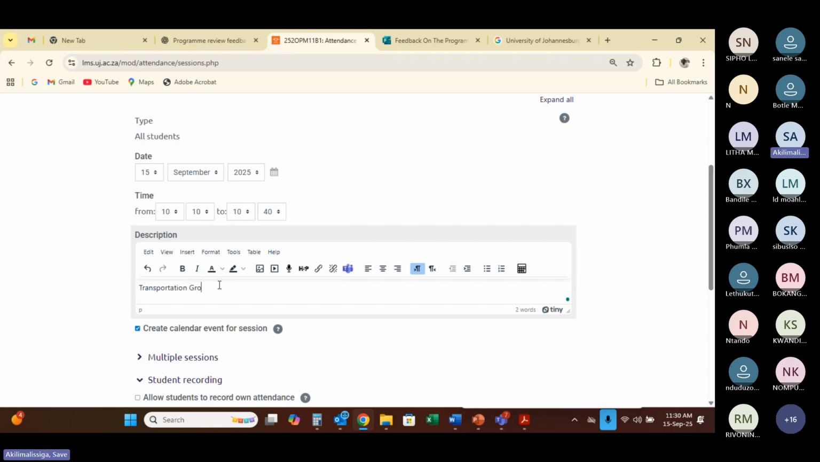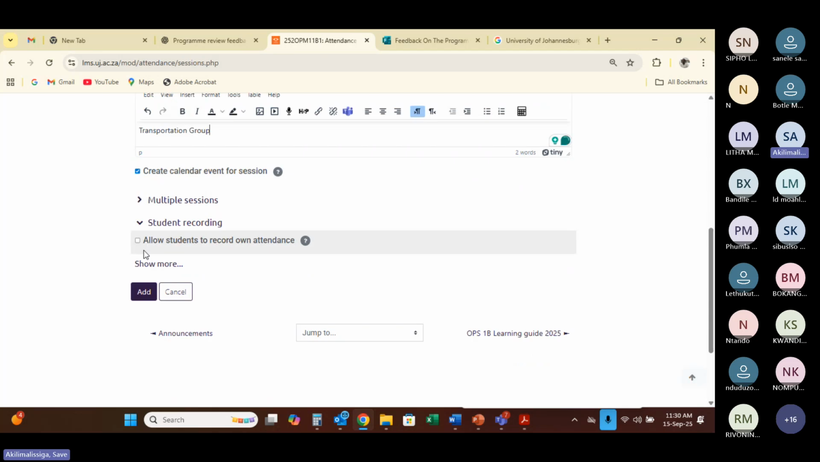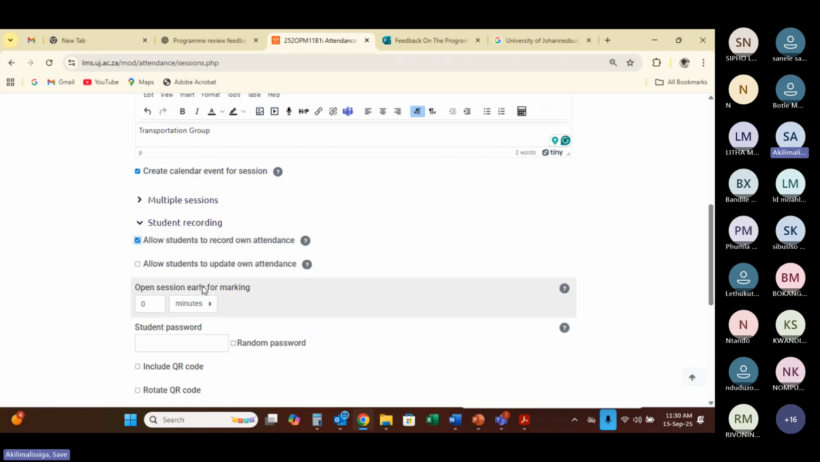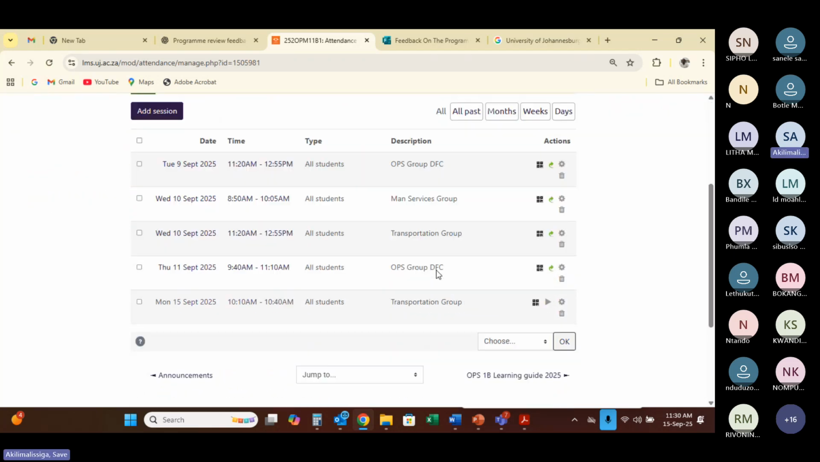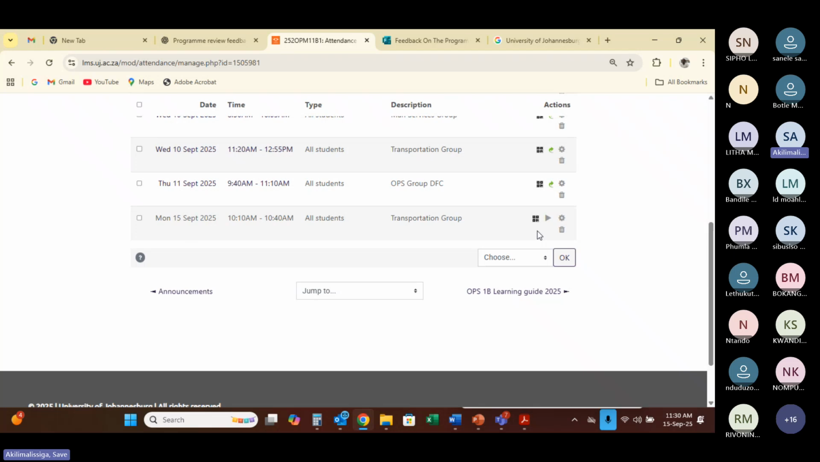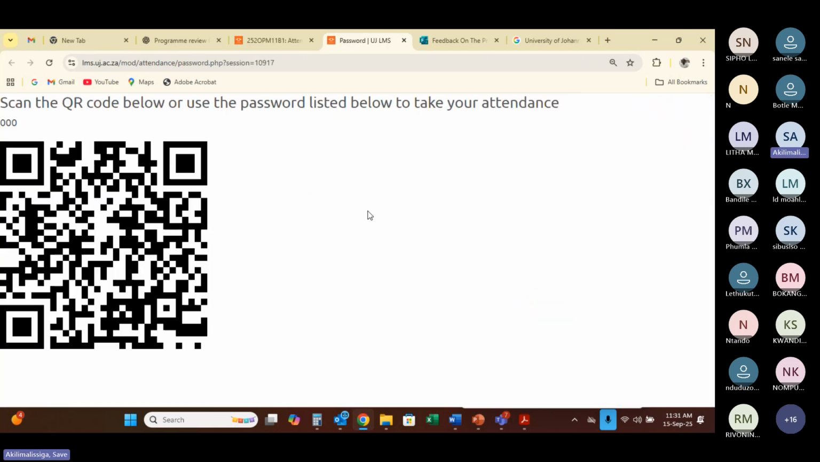Transportation group. Allow student to record their own attendance. Yes. Include a QR code. Yes. Okay, the password here, I'll give you guys 3 zeros. There you go, guys. Please record your attendance, and once you are done, you can leave.